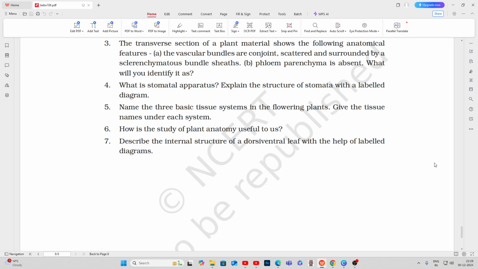5. Name the three basic tissue systems in the flowering plants. Give the tissue names under each system. 6. How is the study of plant anatomy useful to us? 7. Describe the internal structure of a dorsiventral leaf with the help of labeled diagrams.